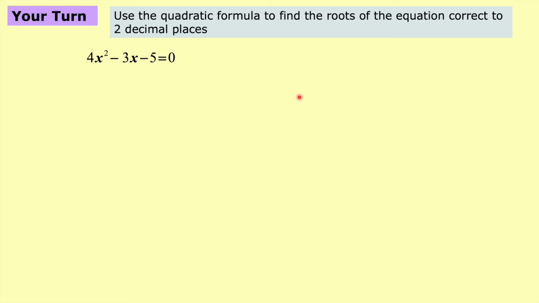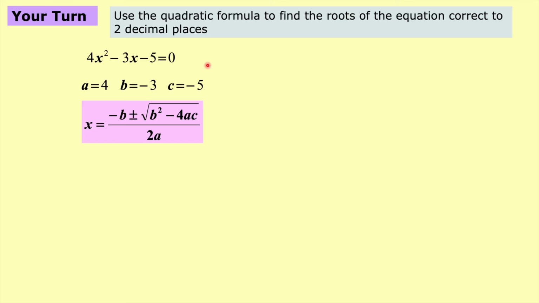For this one, we have to be careful because there's 2 negatives here. So once we compare this to our standard equation of a quadratic function, you should have a is equal to 4, b is equal to negative 3, and c is equal to negative 5. So we've got these 2 negatives that we're going to have to be careful with when substituting it in to our quadratic formula. So again, you're not expected to remember this formula, just beware that it is on your formula sheet, so please use your formula sheet in an exam.